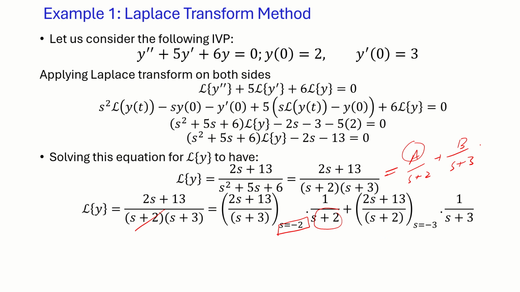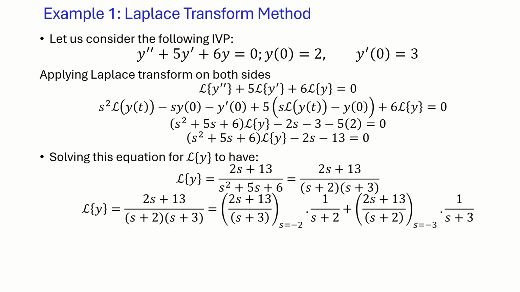Similarly, when we find the value of b, what do we do? We divide by s plus 3, meaning we neglect this and take the rest as a whole, and put s equal to minus 3. Where does minus 3 come from? Where this quantity is 0. So we put s equal to minus 3.